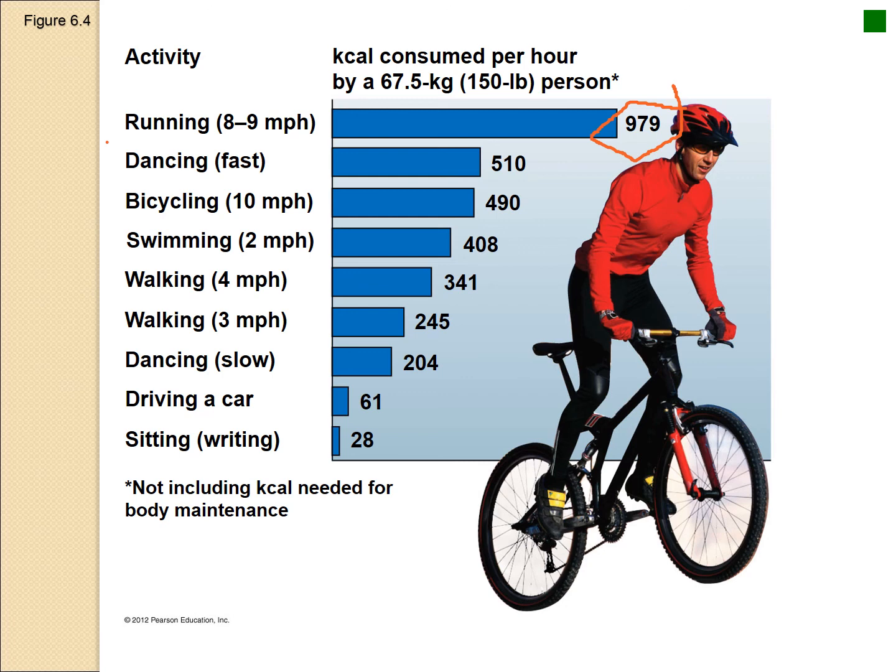Dancing, you have to dance your rear end off for an hour. Bicycling at a moderate rate. Look at walking at 4 miles per hour. That's fast walking. That's my type of walking. You burn calories, but not that much considering. Driving a car, you burn calories probably mostly because of stress, and sitting on your butt, riding burns only 28.